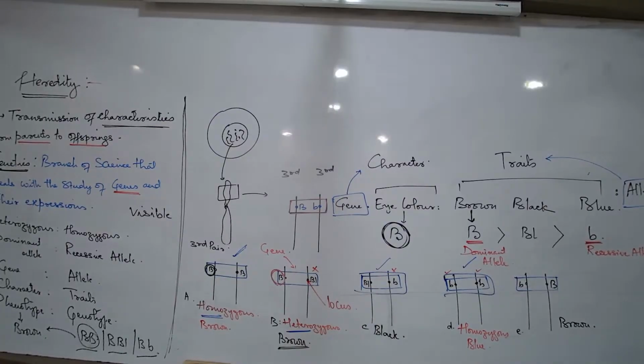That which decides the phenotype is known as the genotype. Check here. Genotype is always written in the form of letters or numbers. Phenotype is always in words. Genotype is always in letters or numbers.